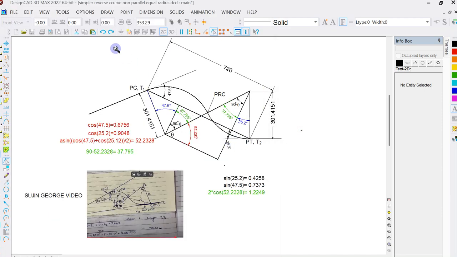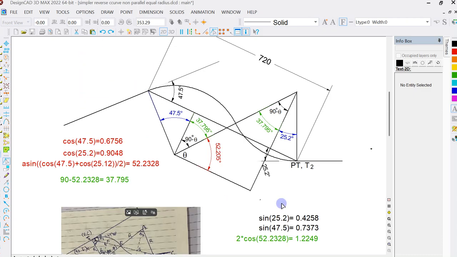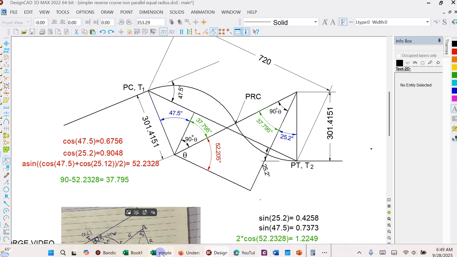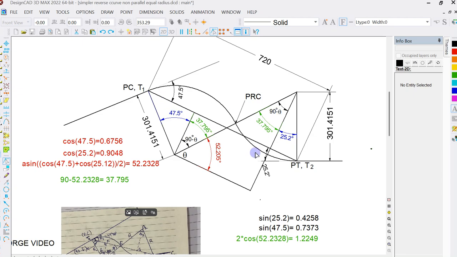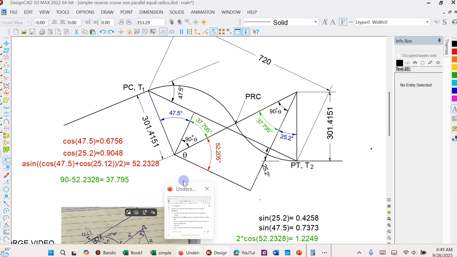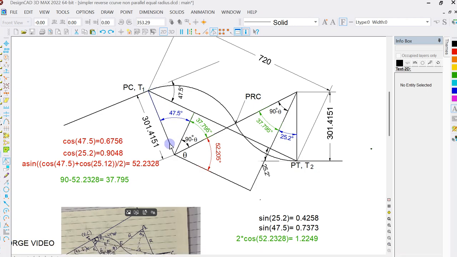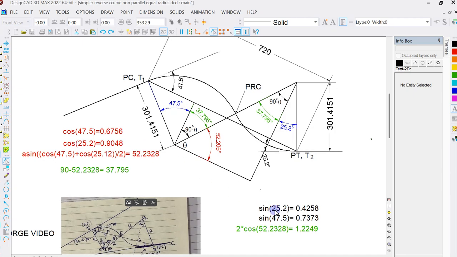I'm going to zoom in a bit. 25.2, 47.5. And then you have the distance, which is measured or calculated here, 720. We're going to draw these with the actual dimensions, and then the calculations will have the dimensions in them. The last step is the sine of the two angles, which I think he calls del 1 and del 2.